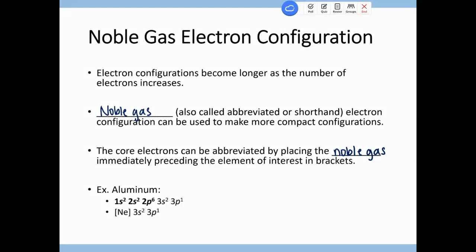So for aluminum, which we did, we use neon, which is in the row above aluminum and all the way to the right, that noble gas. The electron configuration for neon is 1s2, 2s2, 2p6. So if you write neon in brackets, that's what it represents, the 1s2, 2s2, 2p6. And then we continue with the next row, 3s2 and 3p1, which is not represented by neon.